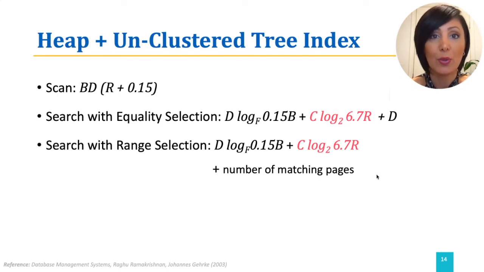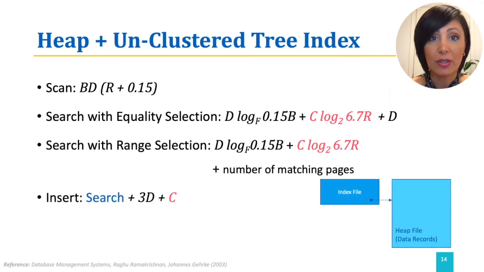Insert involves inserting the record in the heap file, then inserting the data entry in the index file. The cost of inserting into the heap file is 2D plus C, as we have seen earlier in the cost estimation of the heap file. For inserting the data entry into the index file, it takes a search to find the right leaf, then one IO with cost of D to add the new data entry.